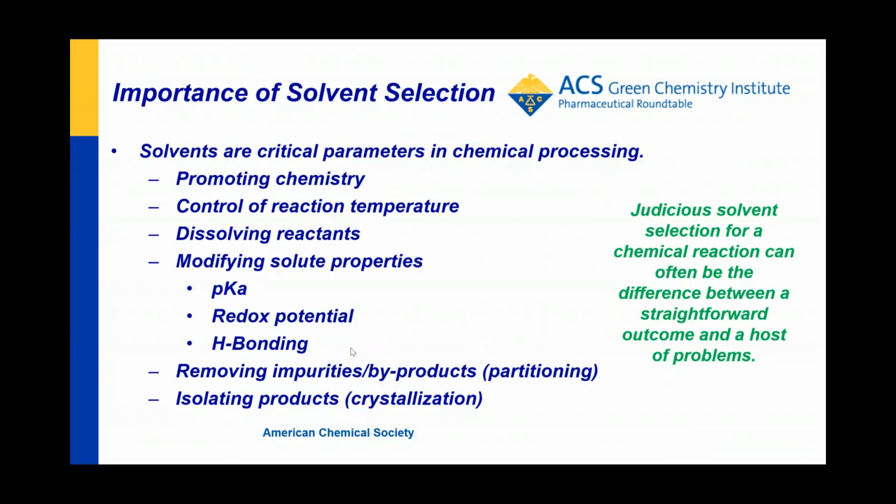Changing gears a little bit and now moving on to solvent selection. I've shown you how important solvents are in terms of how much they're used in the industry, particularly with over 50% of your process mass intensity being solvents. Solvents are critical parameters in chemical processing for a number of reasons: promoting your chemistry, controlling the reaction temperature, dissolving your reactants, enabling you to remove impurities and byproducts by partitioning, and isolating your products. Choosing the right solvent could be your absolute key decision.